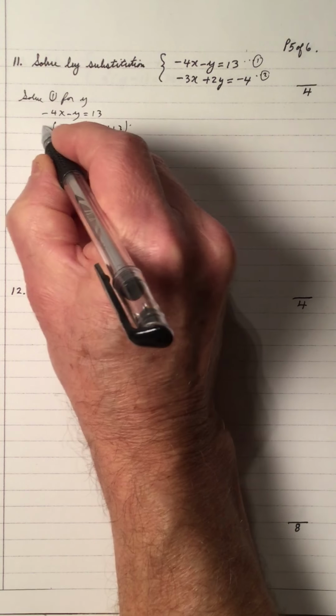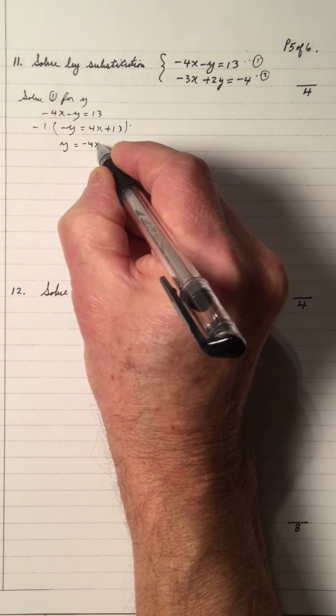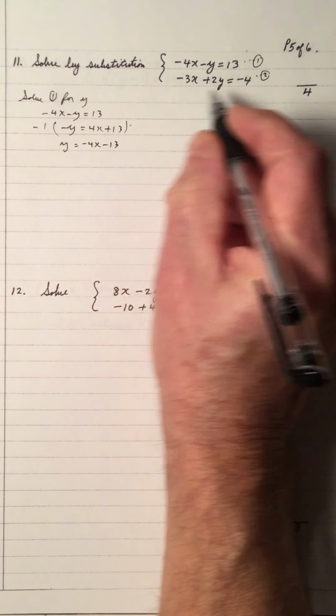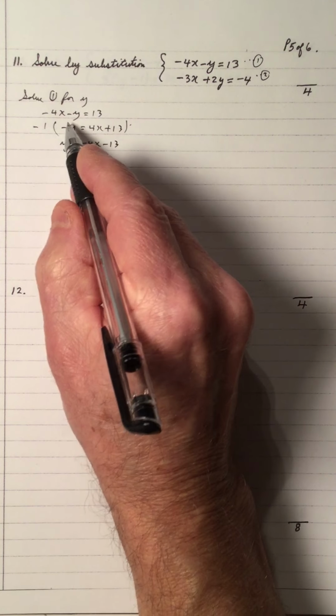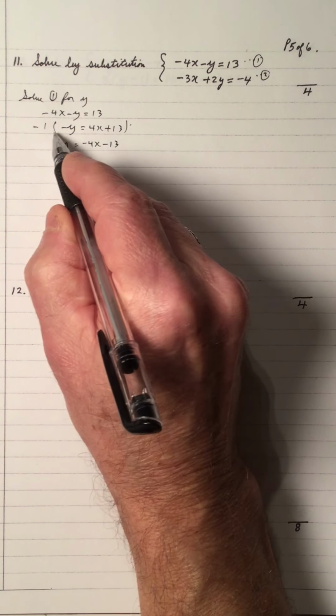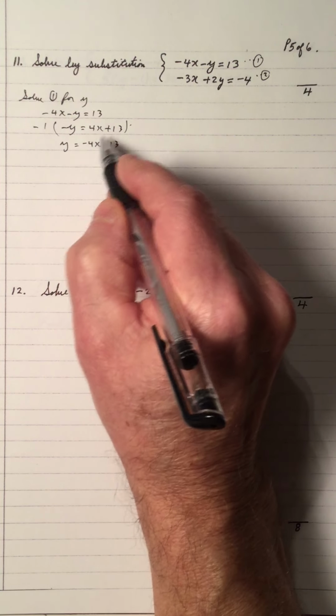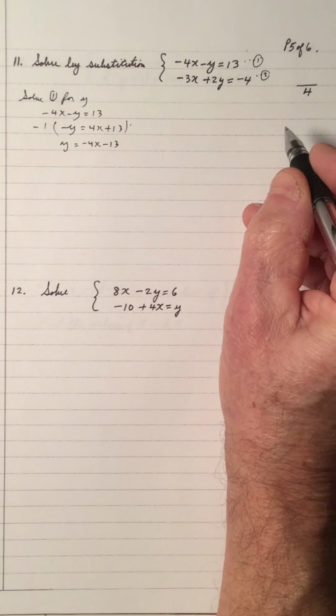And we got a -1, we multiply by -1, we get y equals -4x minus 13. So we're solving for y, so the -4x moved to the right to become positive. Multiplied everything by -1, so that's positive, negative, negative. We have it solved for y.